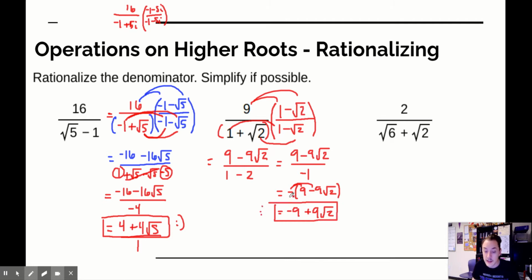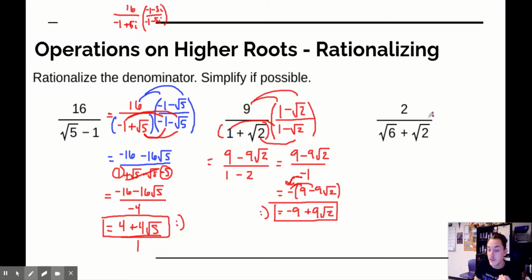The tricky part about this one is the distribution of the negative, bringing the negative up top and not having a denominator there. That's probably the hardest part of that question. Now, this question is actually very difficult, so I'm not going to try to tell you to do it by hand.